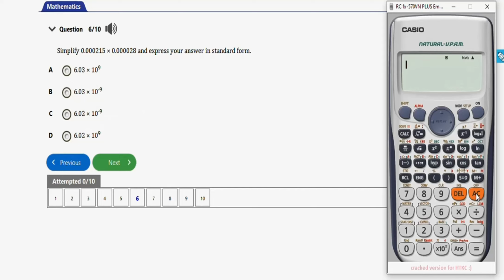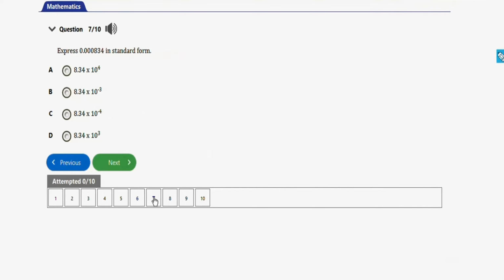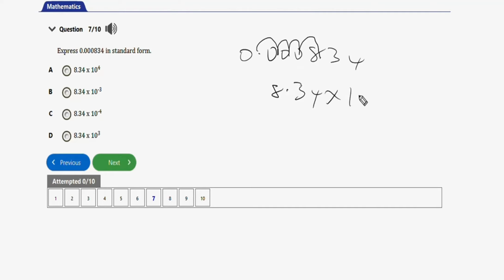Let's look at the next question, question 7. It says express this value in standard form. Let me show you guys. We have 0.000834. This time we are going to move from left to right. So move 1, 2, 3, 4 to get in between non-zero numbers. So move 4 times. This will give us 8.34 times 10 to the power negative 4. So that will be the answer.